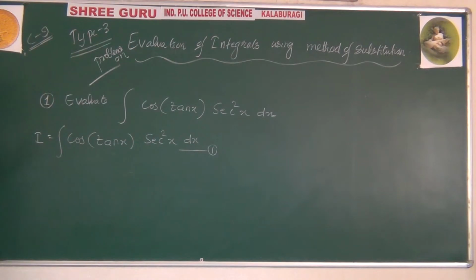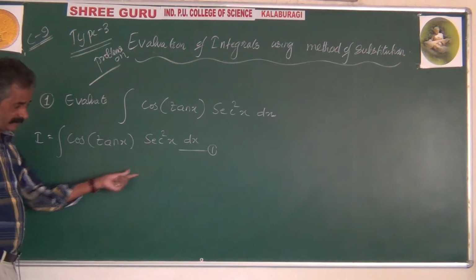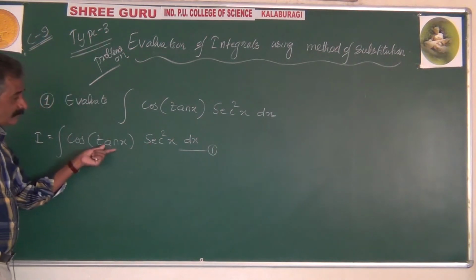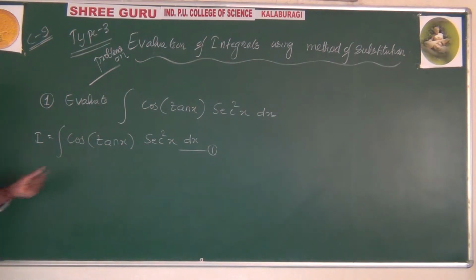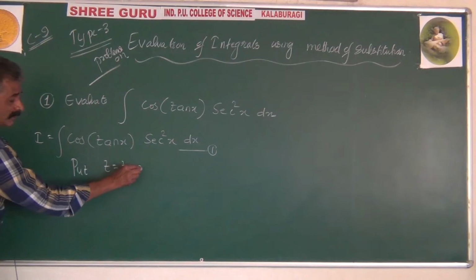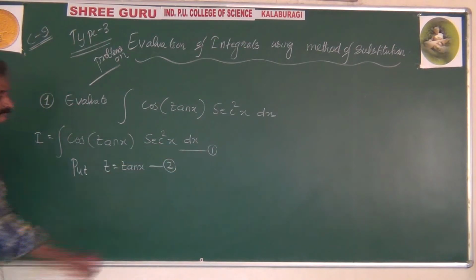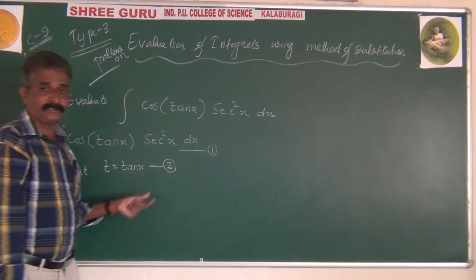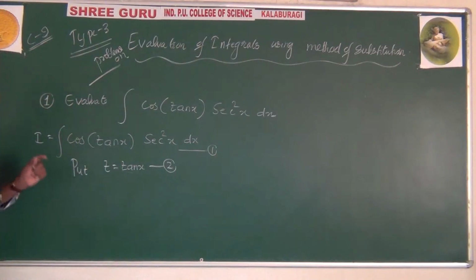Observe the function and its derivative. What is the differentiation of tan x? Secant square x. So there is a presence of g of x and g dash of x. We shall put t equal to tan x. This is appropriate. You can't put t for log x. It's quite impossible because the derivative of log x is 1 by x, and there is no support of 1 by x. That's why our ideal substitution is for tan x.